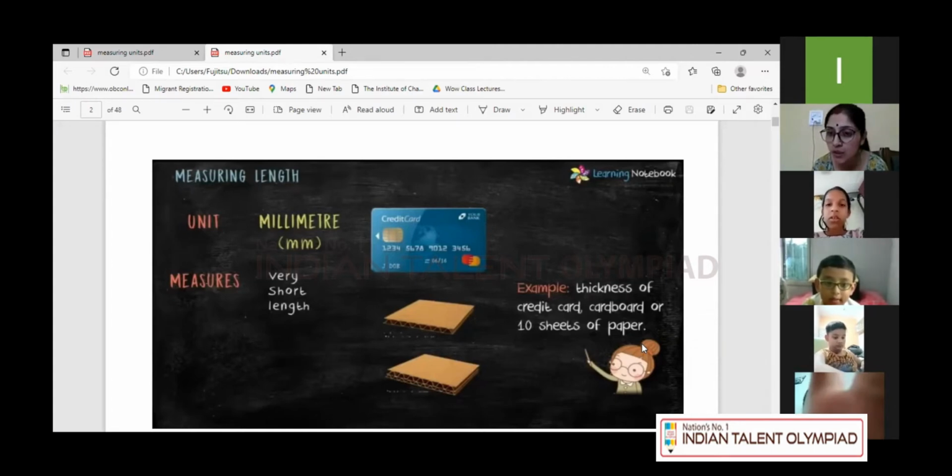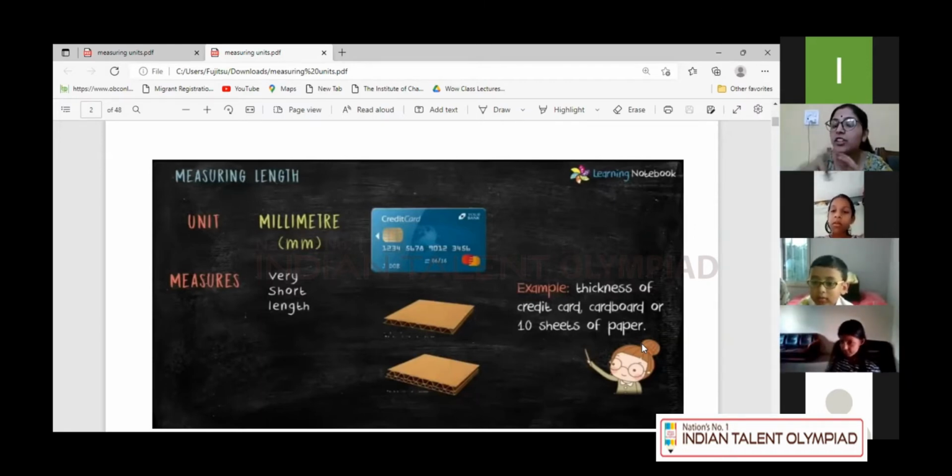Okay, smallest unit. Suppose you have an ATM card. Have all of you seen an ATM card? Yes. So how do you measure the thickness of an ATM card? You will use millimeters, right? Yes or no? Yes. To measure the thickness, we just look here, it's written here: thickness of credit card, cardboard or 10 sheets of paper.